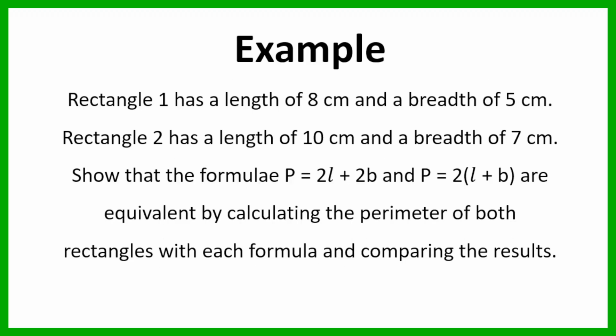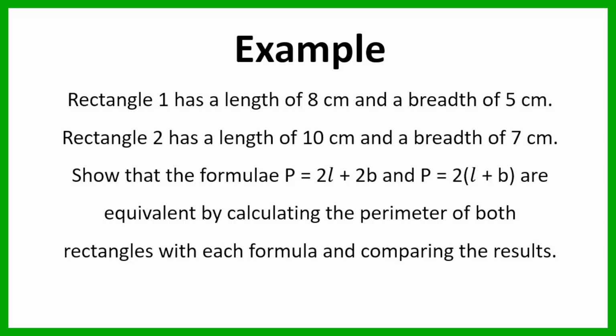Rectangle 1 has a length of 8 centimeters and a breadth of 5 centimeters. Rectangle 2 has a length of 10 centimeters and a breadth of 7 centimeters. We need to show that the formulae P equals 2L plus 2B, that the perimeter is 2 lengths plus 2 breadths, and P equals 2 times in brackets L plus B, that's the perimeter equals 2 times in brackets the length plus the breadth, are equivalent by calculating the perimeter of both rectangles with each formula and comparing the results.